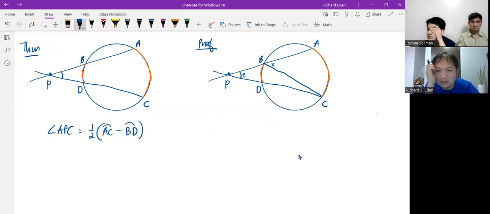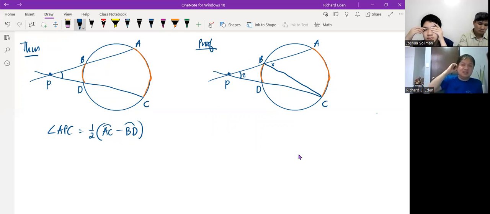Can you think of an inscribed angle corresponding to BD? Inscribed angle for BD. What angle is that? ABC. Now I'm talking about the smaller arc BD. DCB. So let's call this Y.